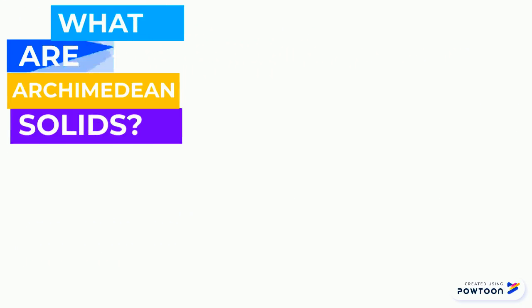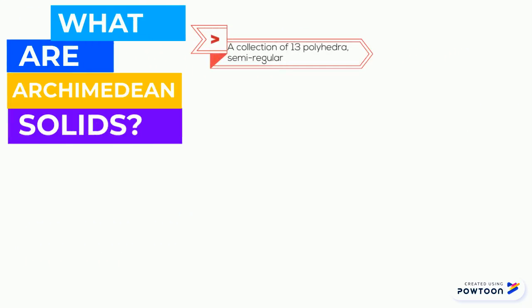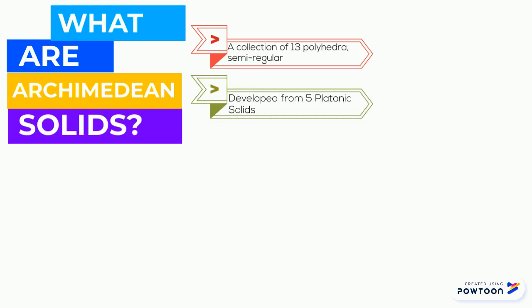So what are Archimedean solids? Archimedean solids are a collection of 13 polyhedra that are semi-regular, created by the Archimedes. They are developed from the 5 original regular solids called Platonic solids and include a tetrahedron, cube, octahedron, dodecahedron, and icosahedron. Some of these you may have heard of, most commonly a cube.